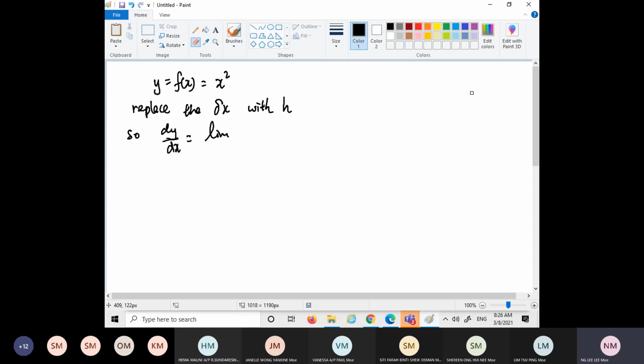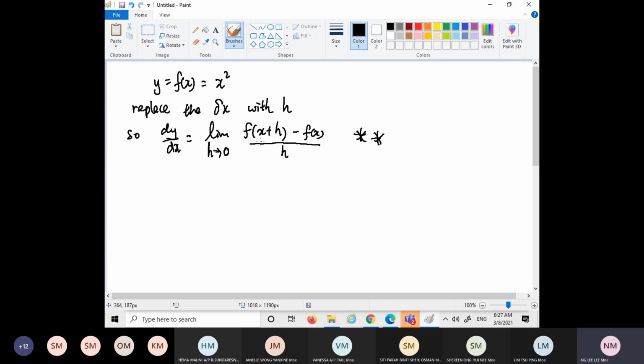So h approaches 0. Just how I use this. h approaches 0. Same here, f(x plus del x), instead of del x, I put h, minus f(x), over del x, same thing, instead of del x, I put h. So this one you have to write in your notes. This is very important. Then followed by this example.